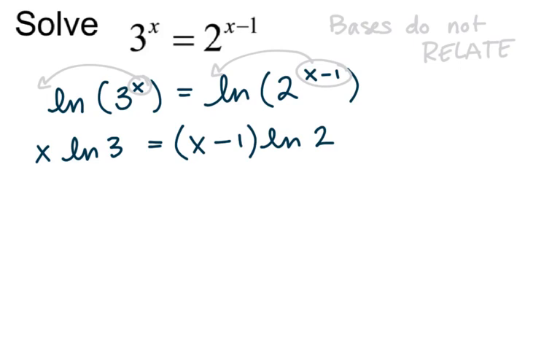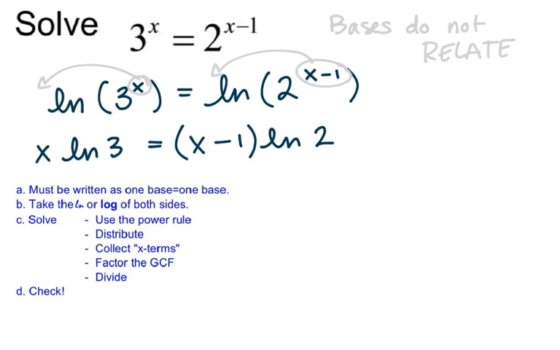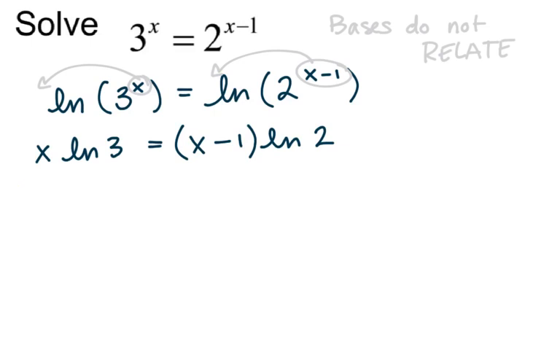So if you remember back, our rules, we said after we take the log of both sides, we're going to use the power rule. Then we can distribute, we may have to collect, factor a GCF, and then divide. We talked about those rules in the video which preceded this: take the log of both sides, power rule, distribute, collect, factor, divide. So in order for me to solve this, I'm going to run through those steps.